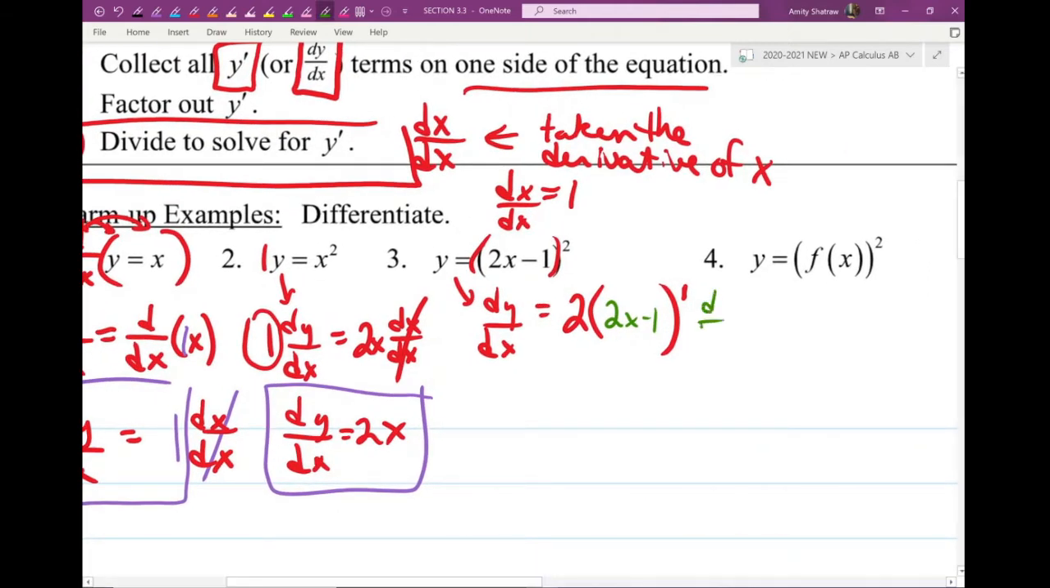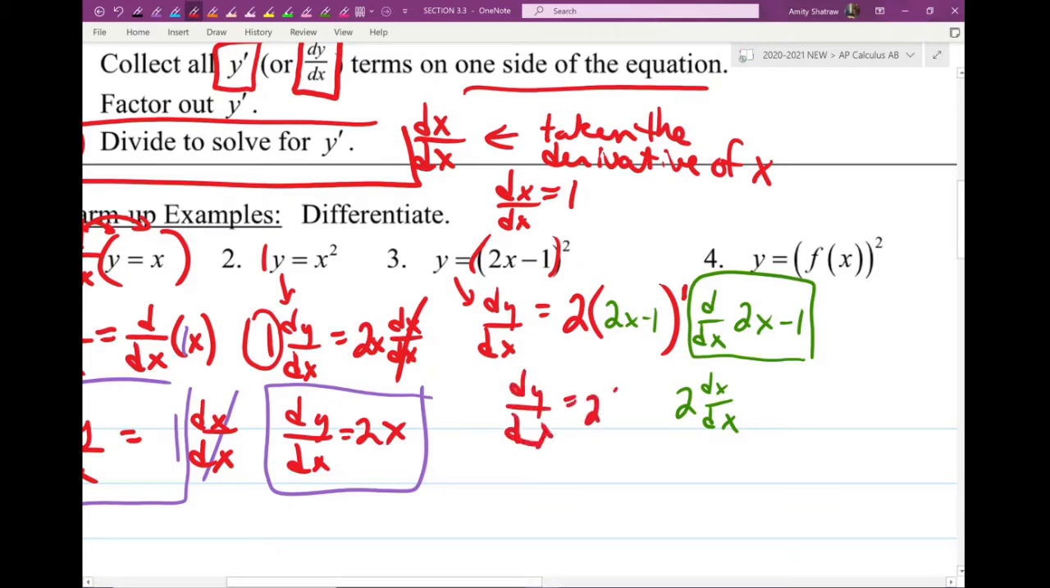I want to remember, take the derivative of this 2x minus 1. And it's when I'm doing this that I realize I'm going to take the derivative of x. So the derivative of this is going to be, ready? It's going to be a 2 and a dx dx. And then I'm going to bring down the rest of the equation. So I have dy dx equals 2 times 2x minus 1.